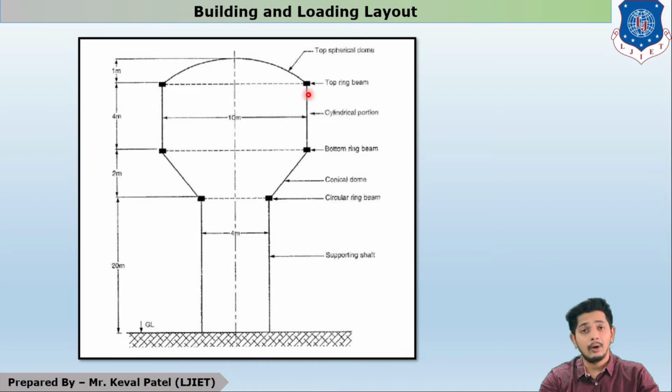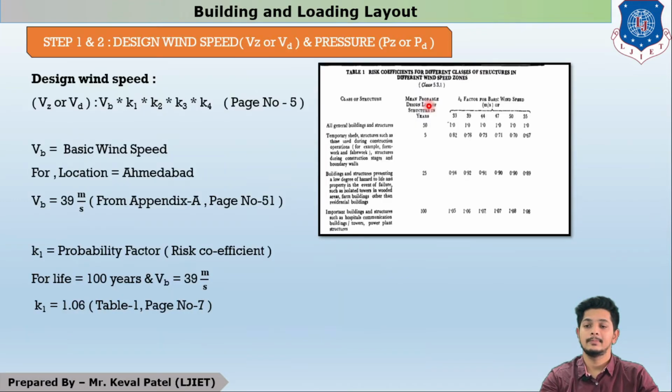Now let us understand how to solve the problem. Here we will do the same way we have solved previous two problems, step 1 and 2, VZ and PZ. But some methods, some techniques to get VZ and PZ will be changed here according to the structure, as it is a water tank. Let us see first thing, design wind speed, which is VZ or we can say VB, which needs 5 things: VB, K1, K2, K3 and K4 according to page number 5 of the IS code.